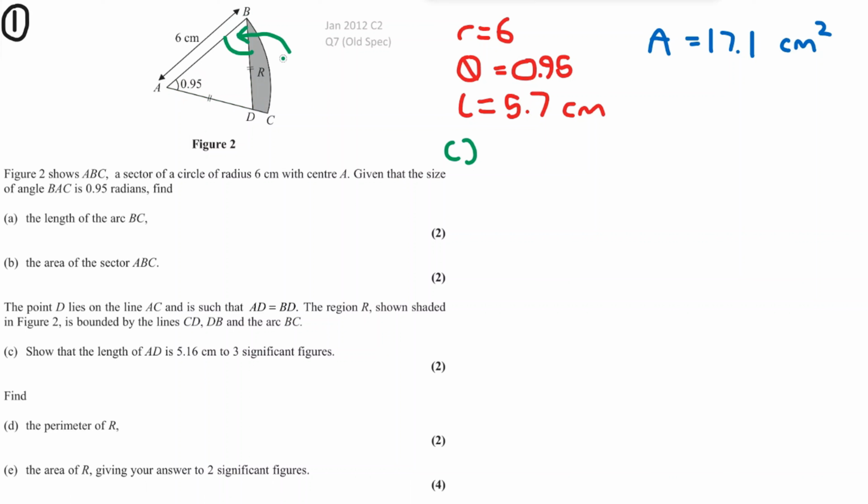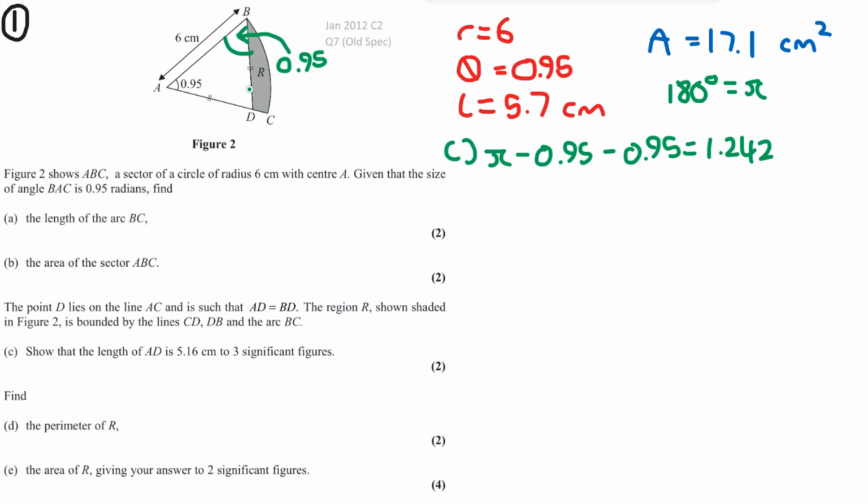so therefore this angle here is going to be 0.95. And now we can figure out this angle, because remember the angles in a triangle add up to 180 degrees. Now because we're working in radians, we're instead going to say that angles in a triangle add up to pi radians, because remember 180 degrees is equal to pi. So therefore we can figure out this angle here by it being pi minus the other two angles, pi minus 0.95 minus 0.95. And if you put this into a calculator, this is equal to 1.242.